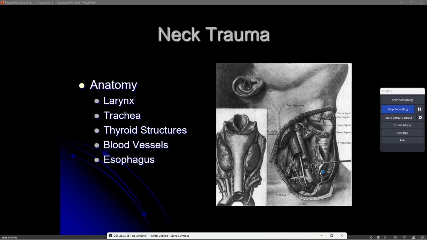So as you can see, if we keep moving down, we have the larynx, trachea, our thyroid structures, blood vessels, and the esophagus sitting posterior to the trachea. The trachea is definitely in the front. Your Adam's apple is also in the front there, the cricoid and thyroid cartilage, and you can touch that with your fingertip.